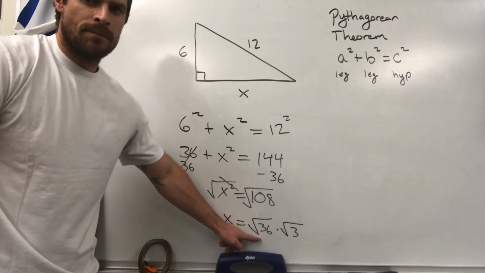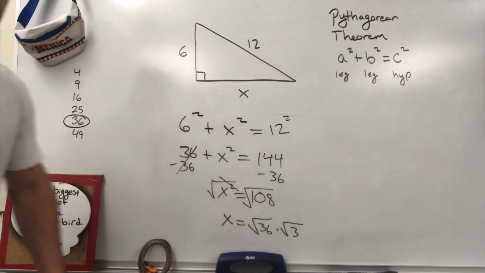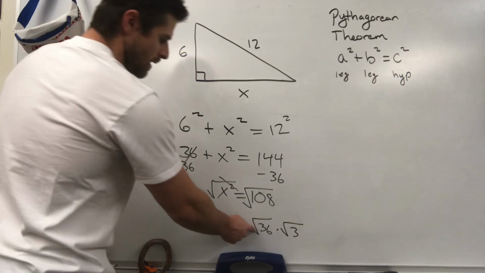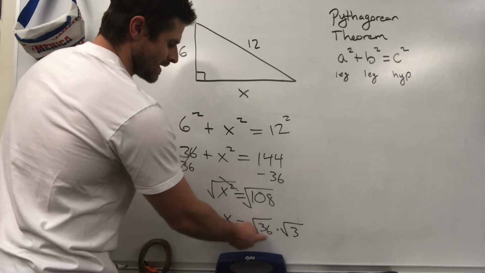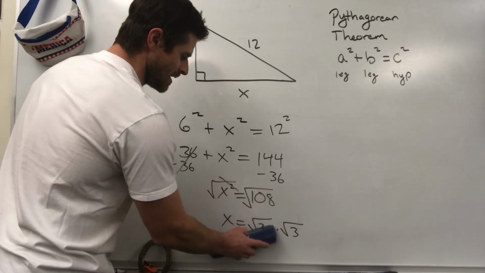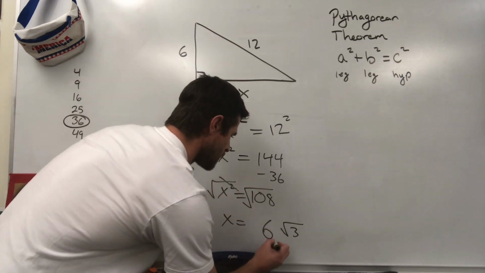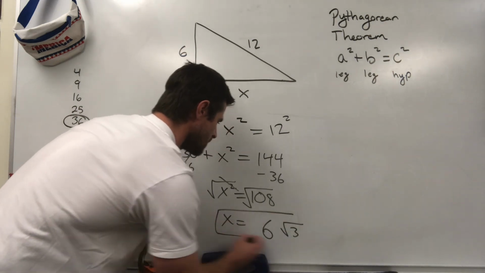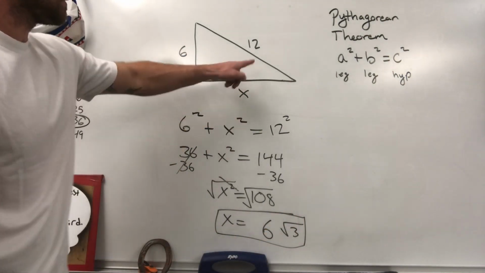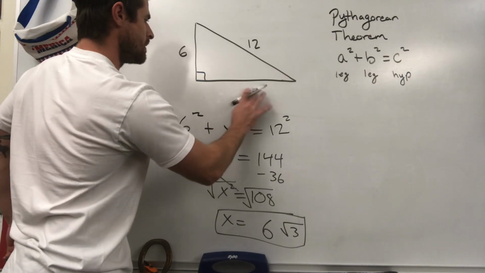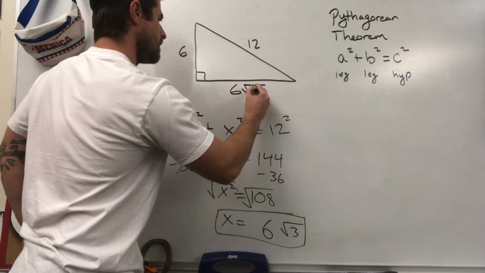Why did I do that? Because now I know the square root of 36. I can simplify that down. What number times itself makes 36? 6. So the square root of 36 is really just 6. Your final answer would be 6 radical 3. So the answer you're going to give on this problem, x, would be 6 radical 3.